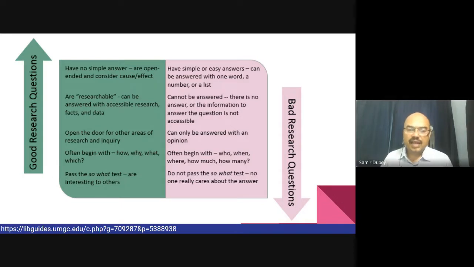if the research problem is such that it is going to affect the life of people at large, it is going to affect policies, it is going to affect the daily routine of people, then that can be a good research question, rather than one which is unable to pass the so what test.